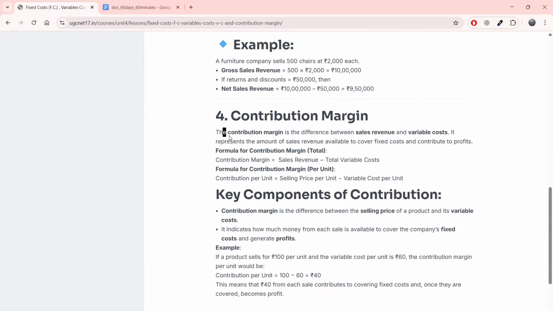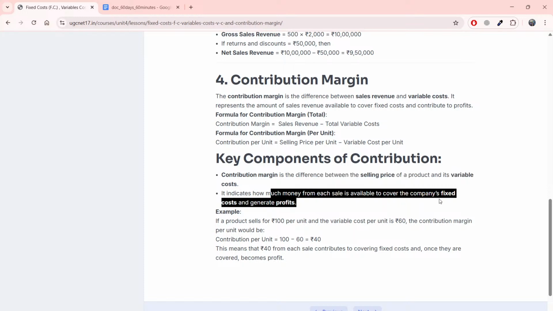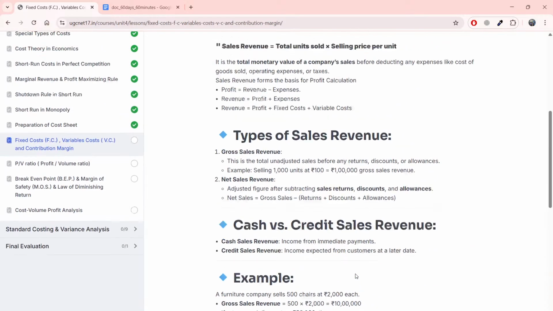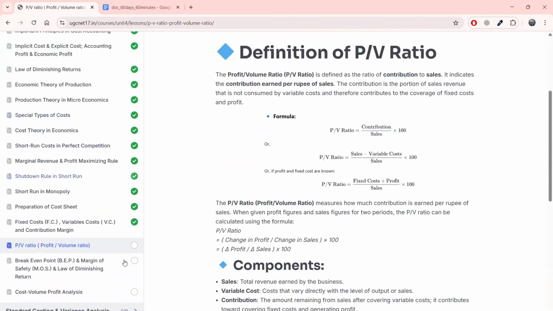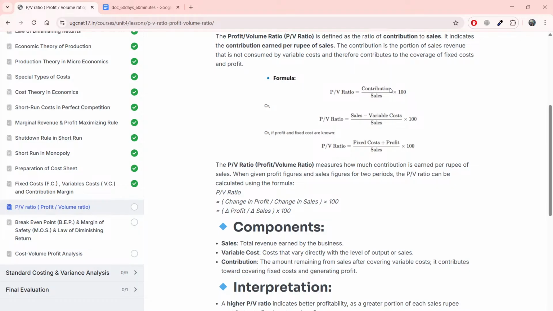What is contribution margin? The contribution margin is the difference between sales revenue and variable cost. Contribution margin is equal to sales revenue minus total variable cost. Contribution per unit is selling price per unit minus variable cost per unit. It indicates how much money from each sale is available to cover the company's fixed costs and generate profit. We have studied contribution is equal to sales minus variable cost.